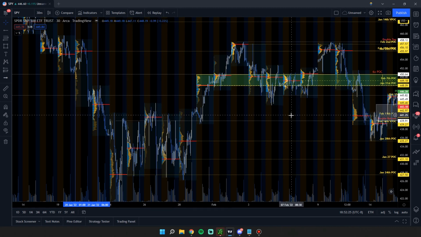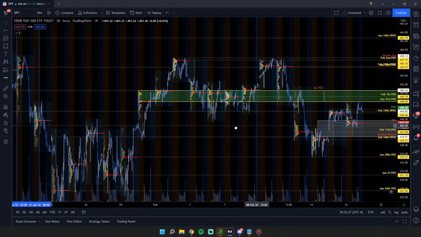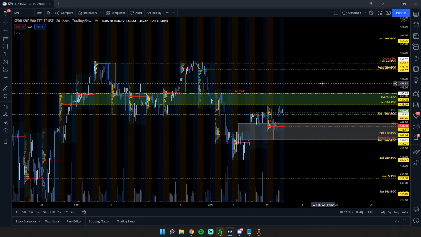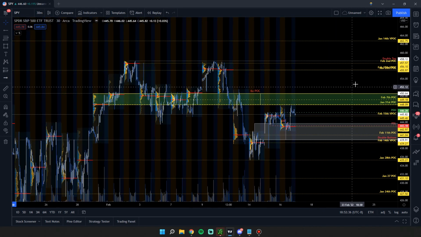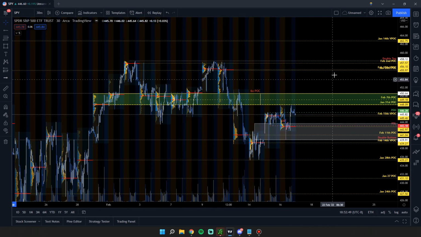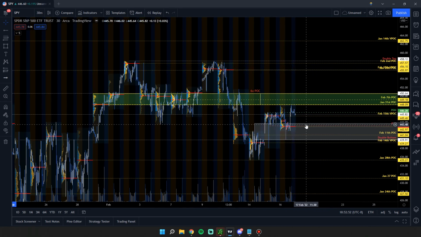Where Virgin POCs get really interesting, at least in my opinion, is this isn't a good example, but if we pretend this is a Virgin POC, this is a Virgin POC, and this is a Virgin POC, and the stock is trading here, and all of these ones below are just regular POCs, there's a good chance the stock will get pulled up to the Virgin POCs versus coming down to the regular POCs. So the more Virgin POCs you have in one direction, the better the chance that the stock price will get pulled in that direction.